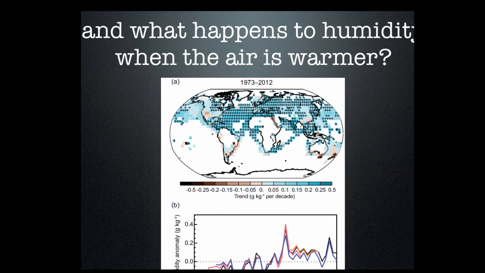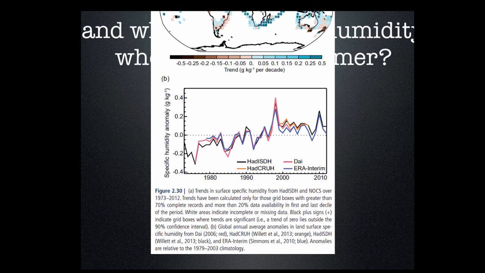And what happens to the humidity when the air is warmer? Warm air can hold more water. So in this figure, we see from 1973 to 2012 the trend in humidity, and it's almost blue everywhere. So we've got warmer air and it's holding more water, so we have higher humidity. If I scoot down to the bottom, this is the global average of specific humidity, and you can see over time globally it's estimated to have been increasing.